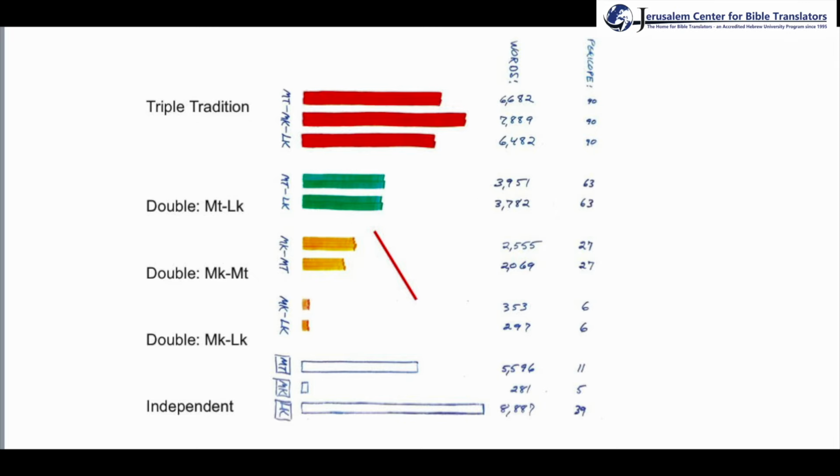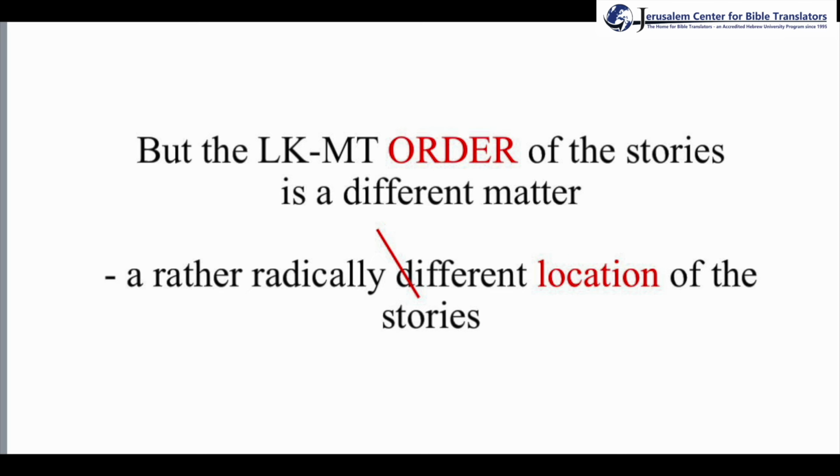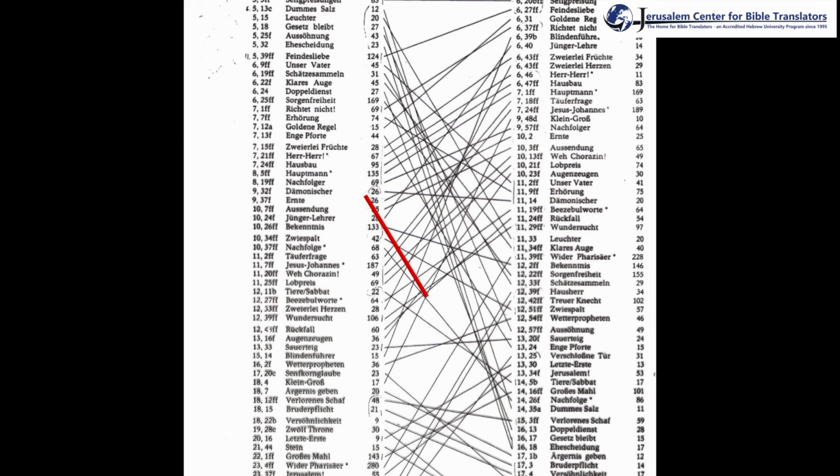When we consider this linear sequence, Luke, Matthew, it turns out that 50% of Lucan wording survives in Matthew. Now, the word order of the stories in Luke and Matthew is very different. There's a rather radically different location of the stories, as you can see in this chart, with Matthew on the left and Luke on the right. But let's go on and look at the yellow columns comparing Mark and Matthew. They're in the middle of this chart. And we find out that 50% of the Markan wording has survived in Matthew.